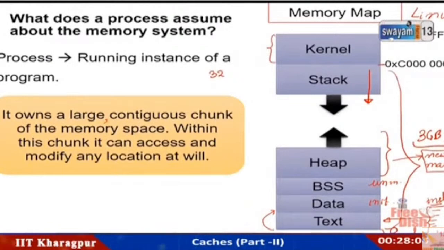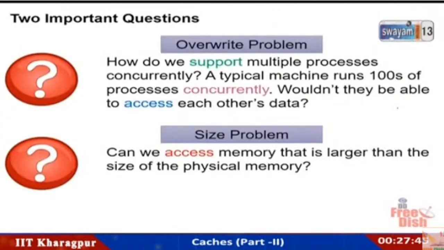And so the memory map holds for every process. Every process assumes that it can write to the location 0 to 0xC0000000 at will, and all of these sections are accessible to it. So there are two problems. Now that you have seen the memory map, you can easily appreciate what I am going to say.